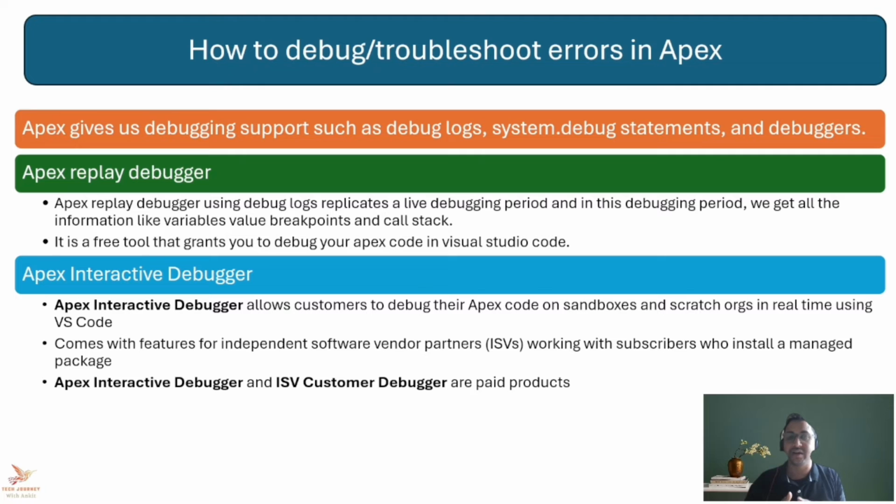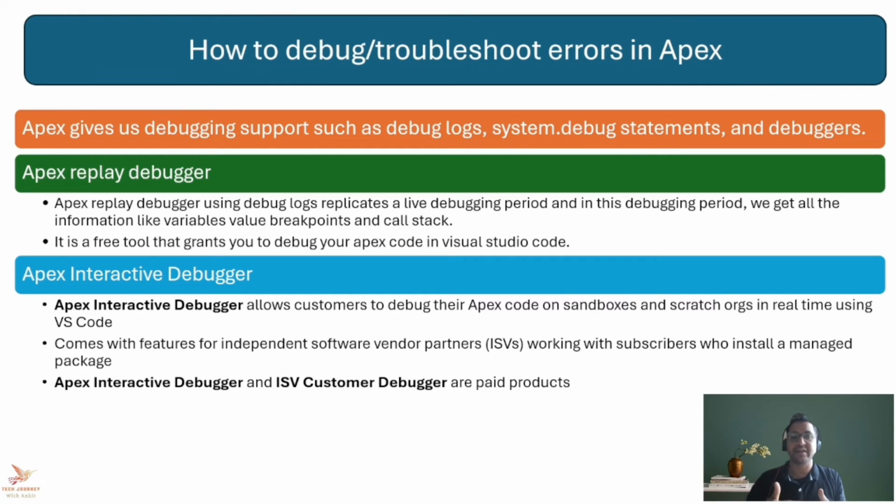You can use the debuggers as well. So Salesforce does offer debuggers for debugging or troubleshooting errors. So basically, there are two different types of debuggers that we have in Salesforce, right? One is the replay debugger, and the second one is the interactive debugger. Both these debuggers can work on VS Code, right? So first, let's talk about what the replay debugger is. The replay debugger, as the name says, is used to replay the debug log so that you can do the live debugging of the code that has been executed.